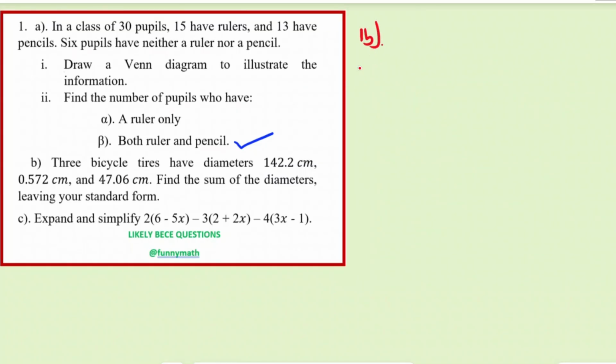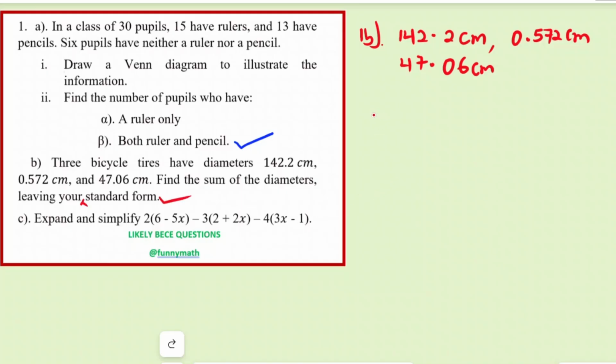That's such an interesting question. Three bicycle tires have diameters. So these are the diameters. They have 142.2 centimeters. The next one is 0.572 centimeters. We have the next one, that's the last one, to be 47.06 centimeters. So these are the diameters for these bicycle tires.